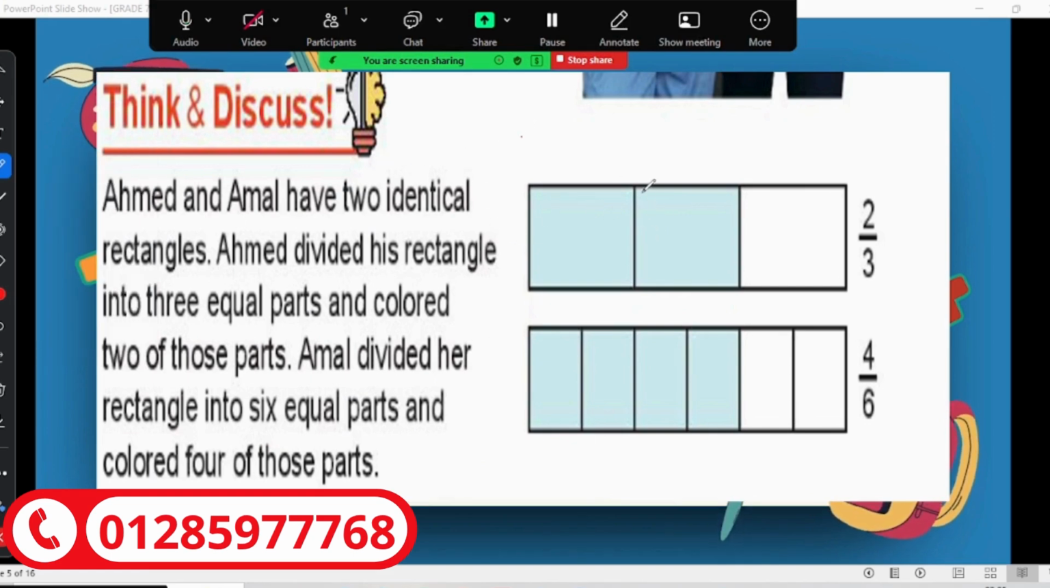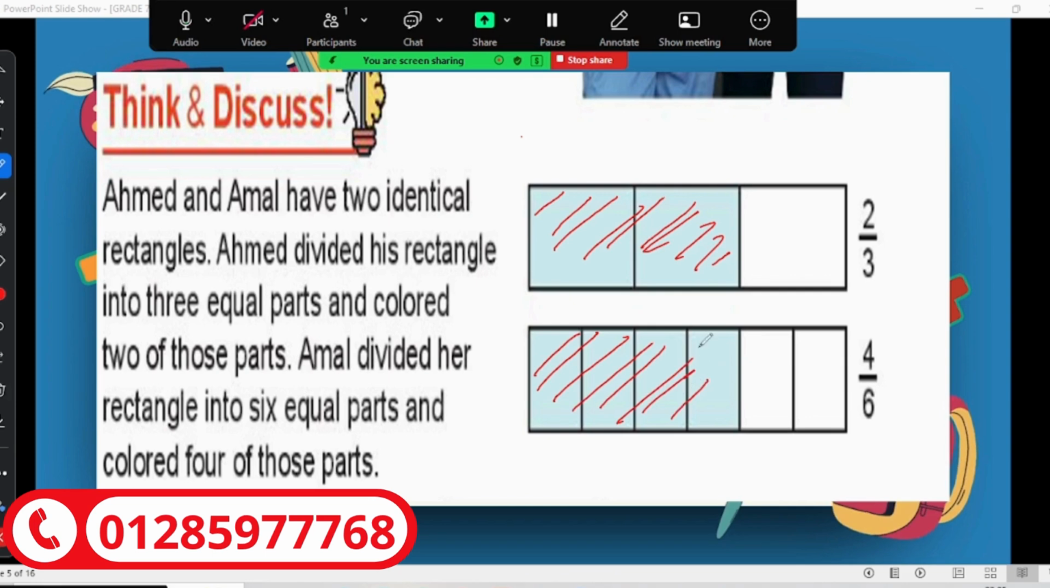Look with me at these rectangles. At first, the rectangle of Ahmed: he divided his rectangle into 3 equal parts and colored 2 parts. And Amal divided her rectangle into 6 equal parts and colored 4 parts of them. Look at the two identical rectangles. You note that we have the same colored area up and the same colored area down.